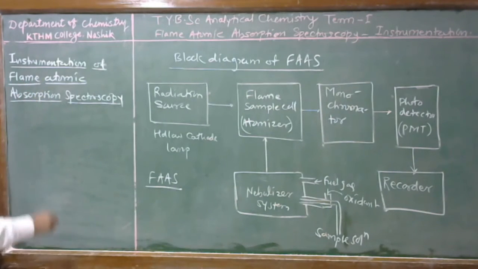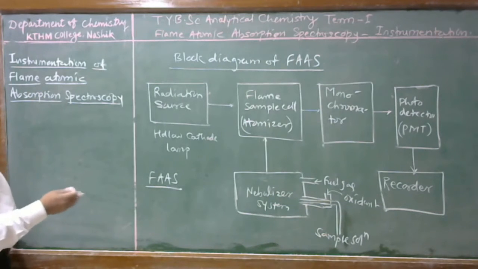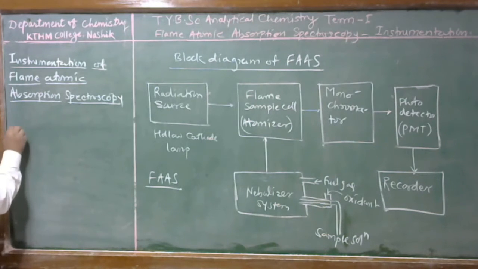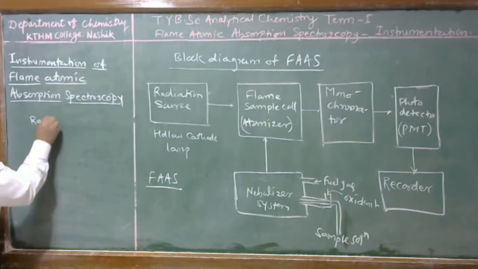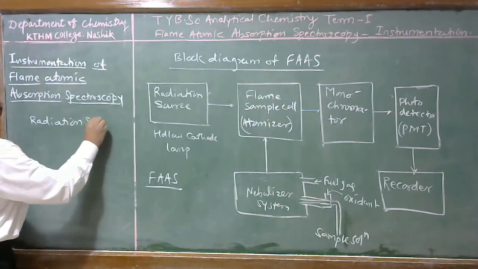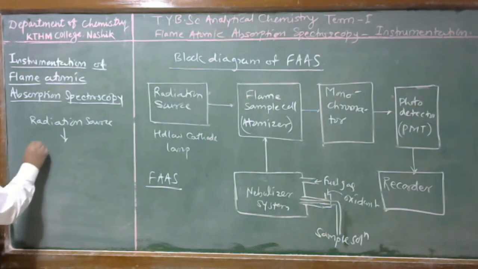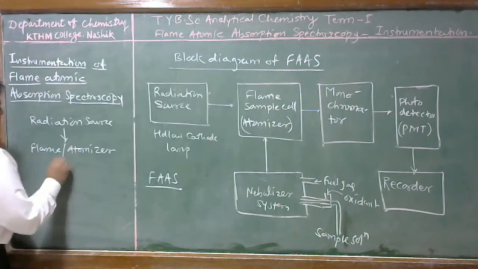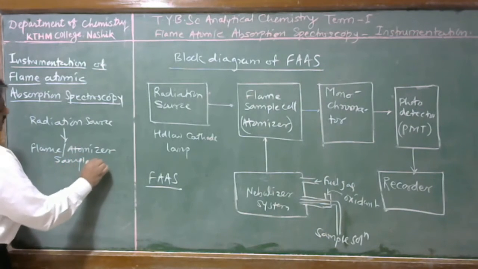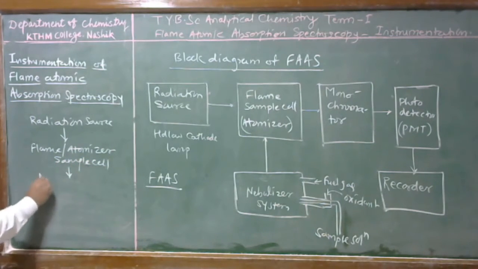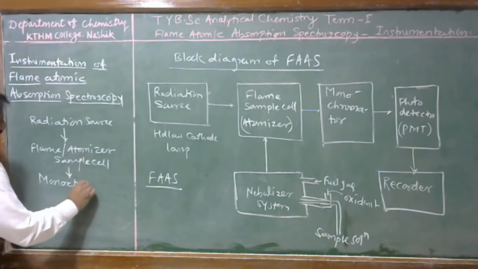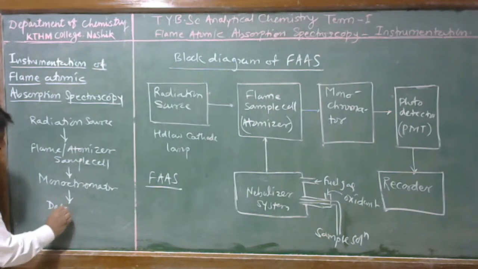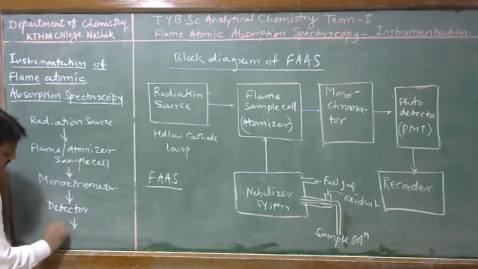Therefore, when we have to write a question on the arrangement of the optical components in atomic absorption spectrometry: one is the radiation source. Then the next component is the flame or atomizer, that is the sample cell. After that, the next component is the monochromator, and then the detector, and finally a recorder.